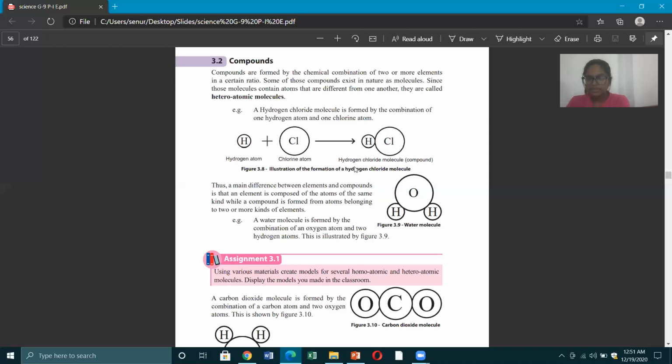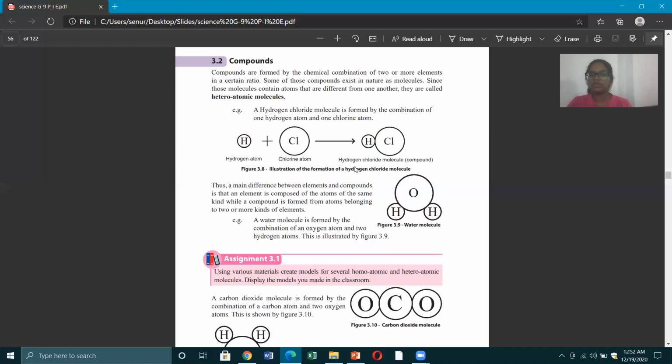Y'all can see this just by looking at this small illustration, where a hydrogen chloride molecule is formed by one hydrogen atom and one chlorine atom. So we learned about these elements last week, hydrogen and chlorine. So children, a hydrogen chloride molecule is made. Now this hydrogen chloride molecule is also a compound. Why? Because two or more elements are involved in this, and they are in a certain ratio. You all can see that one hydrogen atom is combined with one chlorine atom. So the ratio is 1:1.